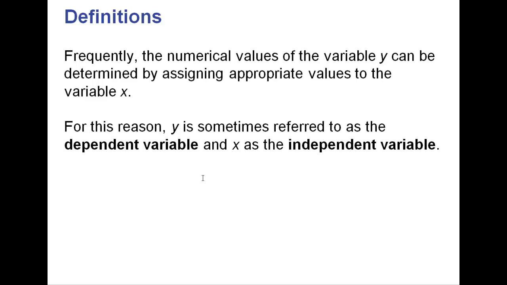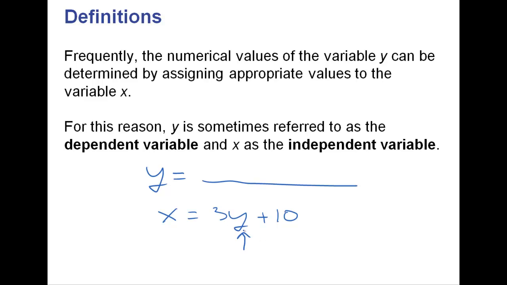Okay, so when they talk about independent variables and dependent variables, the independent variable is just the input and the dependent variable is the output. And anytime you have something written in the form y equals a bunch of stuff, whatever variables are on the right hand side, that's going to be your independent variable and this is going to be your dependent variable. If you had x equals 3y plus 10, you would probably consider y to be independent and x to be dependent because of the way it's written.